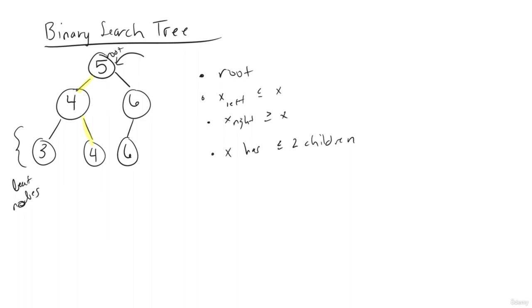And the number of edges, 1, 2, they all have the same number of edges, and the number of edges is 2. And so the height of our tree here is going to be equal to 2.